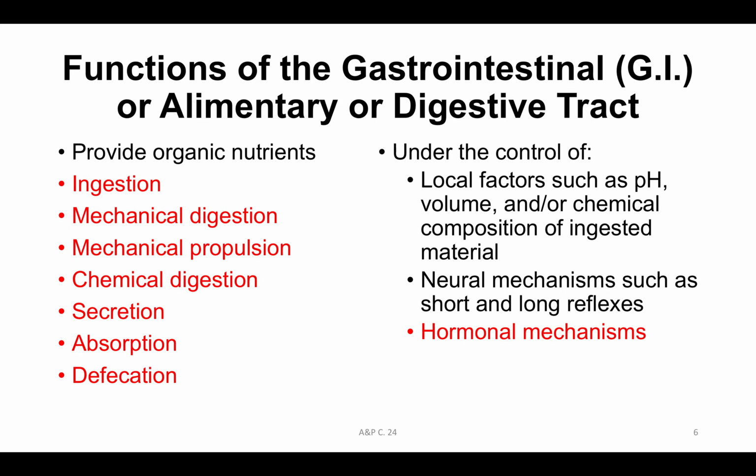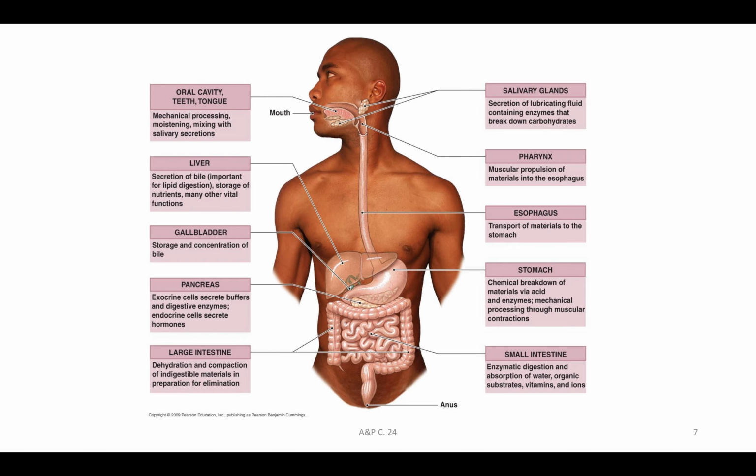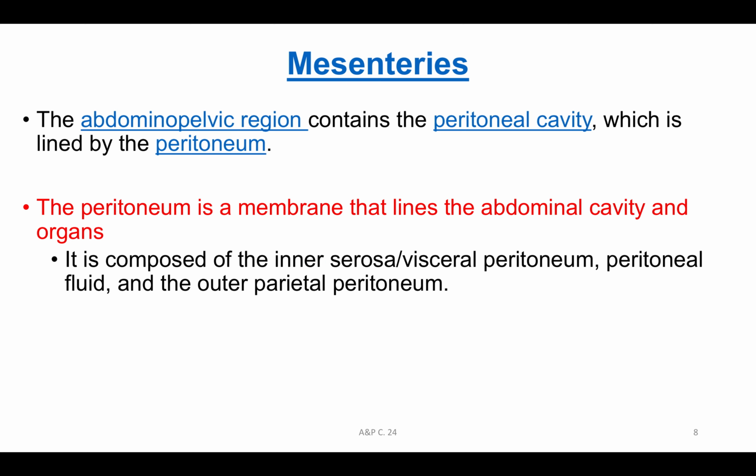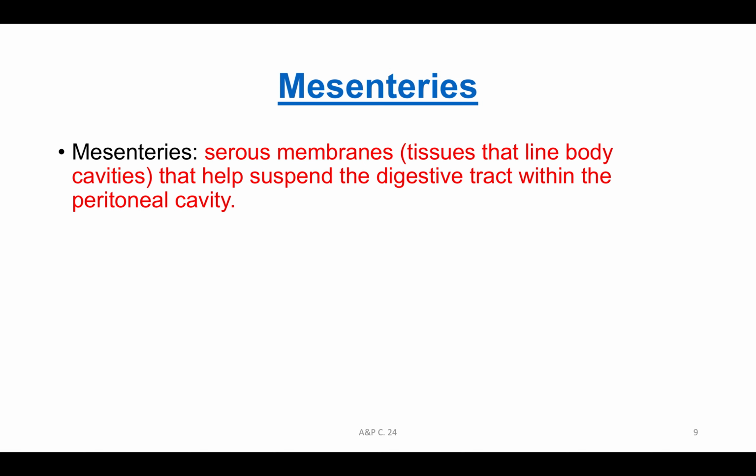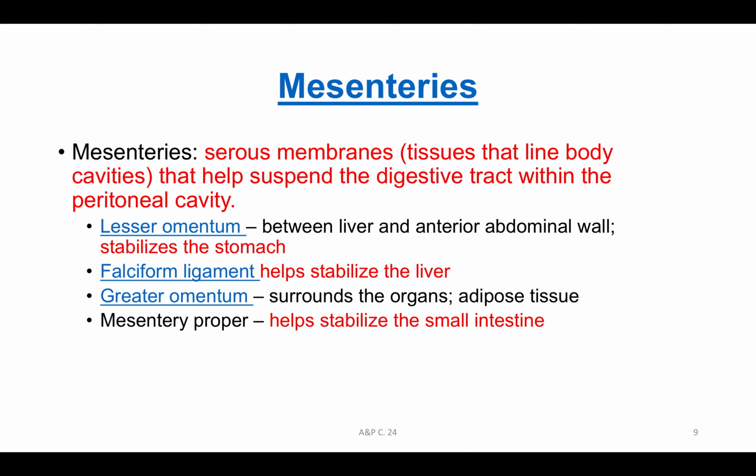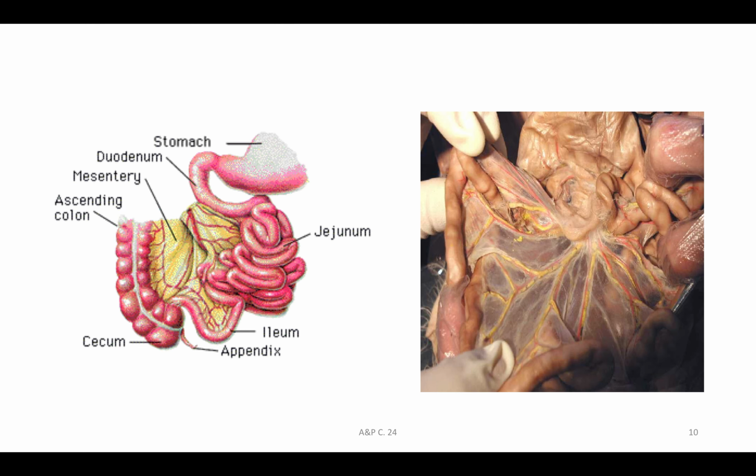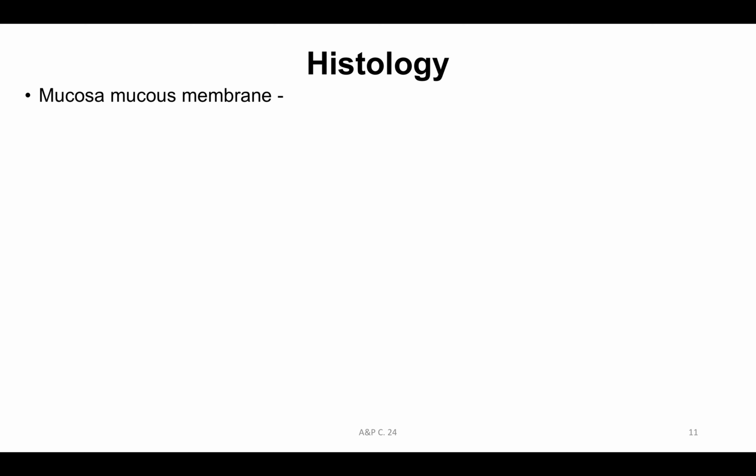Your digestive tract is also under the control of things like pH and volume and how much food you eat, but a lot of digestion is controlled through hormones. We talked about mesenteries, and mesenteries are just there to help hold your organs in place, and the different types of mesenteries that there are. This picture is showing you what mesenteries look like.